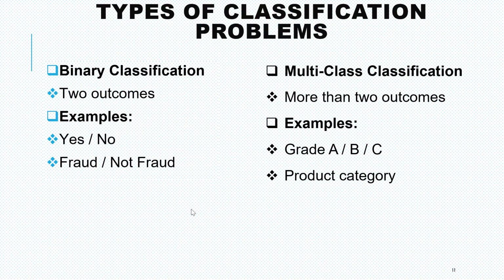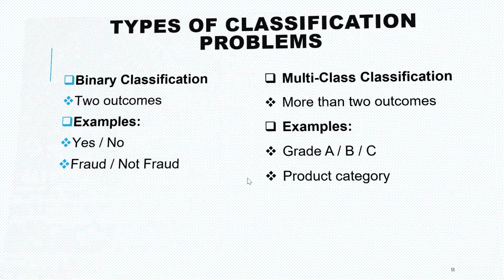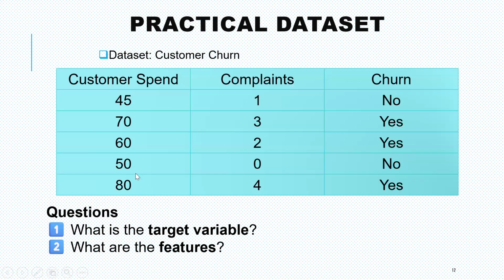All right, so let's look at this data set. We are considering customer attrition or churn. So these are customer spend, customer complaint, and the churn. A customer who spent 45 cedis complained once. What is the churn rate? No. 70 complained twice. The churn rate is yes. 60, twice. Churn rate is yes.